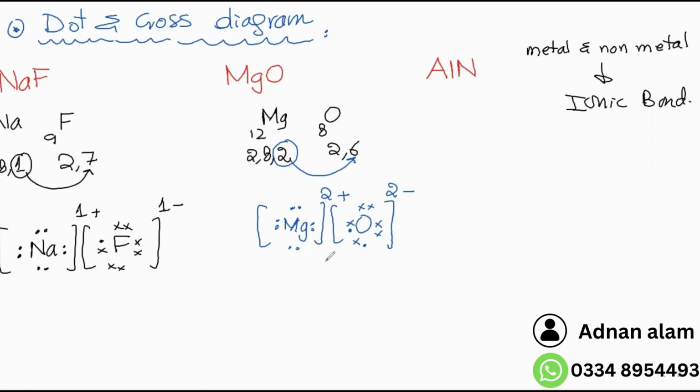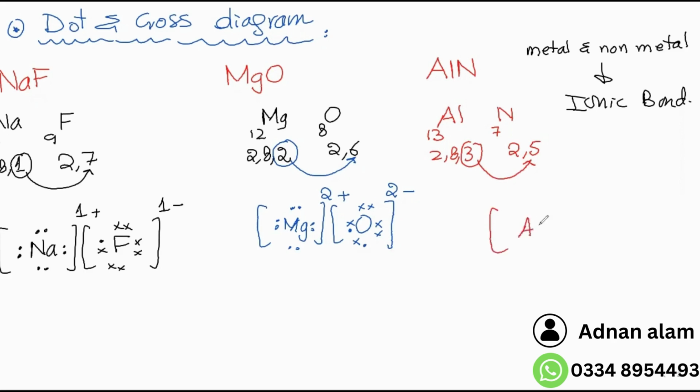So this is the dot and cross diagram of magnesium oxide. Now if I consider aluminum nitride, aluminum's proton number is 13 and nitrogen's proton number is 7. So the electronic configuration is 2, 8, 3 for aluminum. For nitrogen, it is 2, 5. So what happens? These 3 electrons from the valence shell of aluminum will transfer to the valence shell of nitrogen.